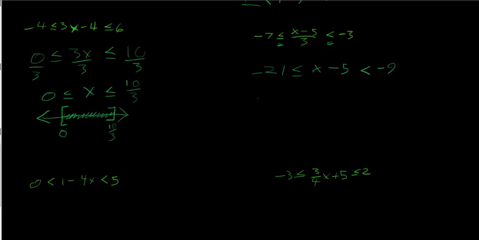We add 5 and we're going to have negative 16 is less than or equal to x is less than negative 4. Now just because these are both negative, that doesn't bother us because negative 16 is still less than negative 4. So we have an okay interval here.